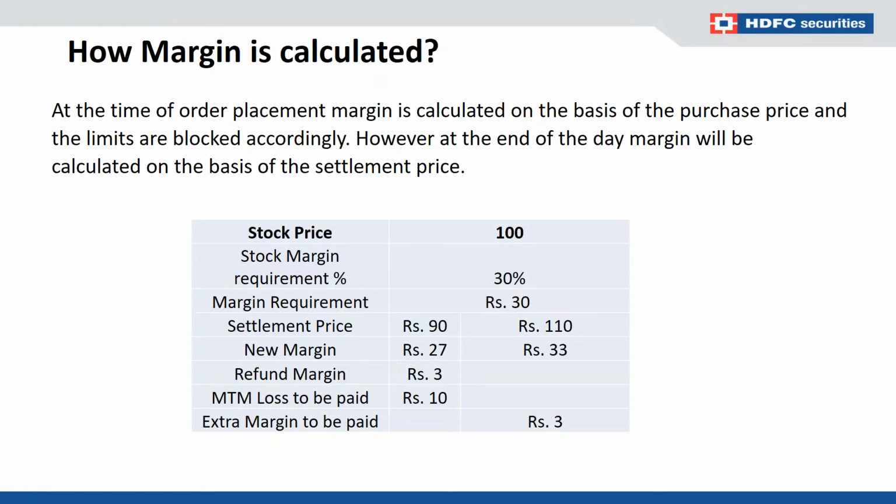Now, if the customer has given 30 rupees margin initially and now we are charging 27 rupees margin, 3 rupees will be credited or refunded to the margin account of the customer, where these funds will be kept in the client's trading account. In case the next day the price of shares moves from 90 to 95, then the customer's new margin position will be 28.5, and we'll have to debit the amount from the customer's trading account.